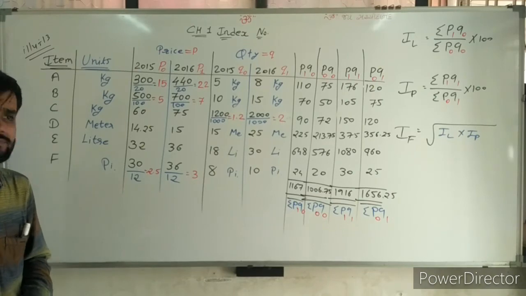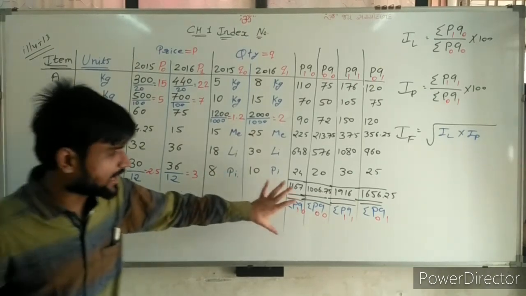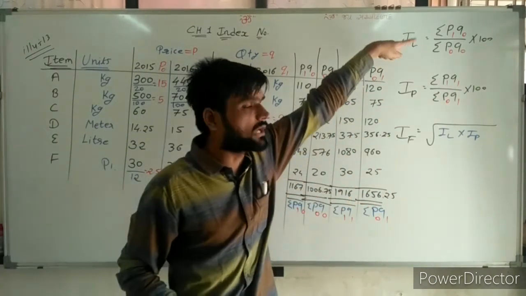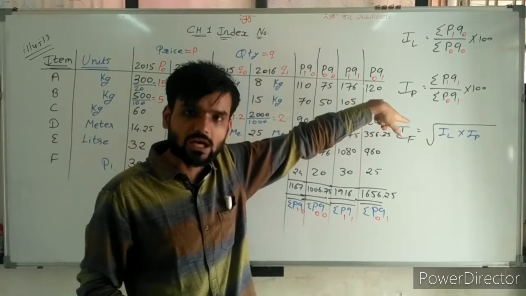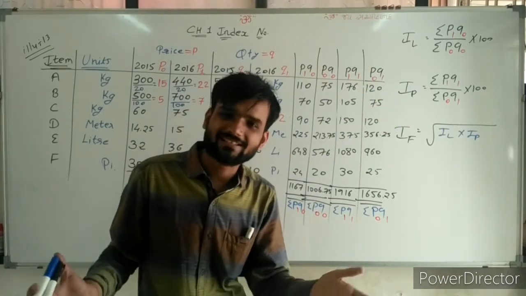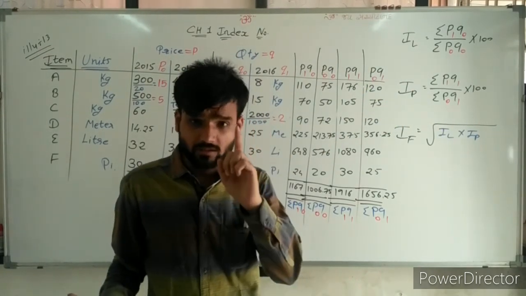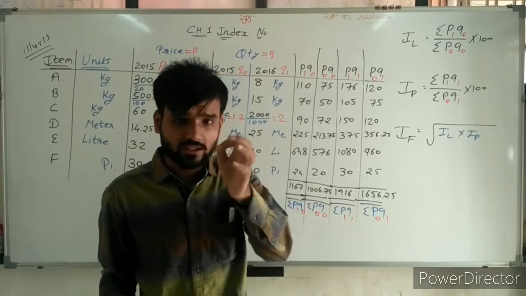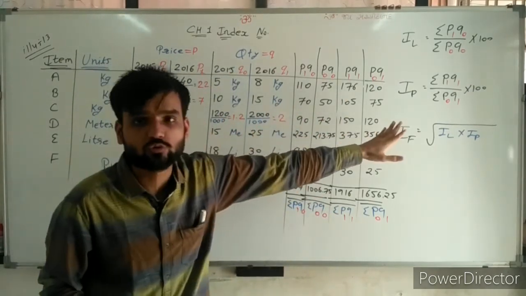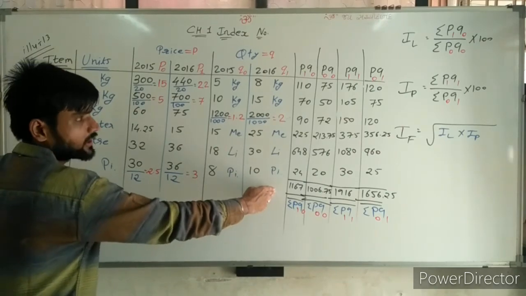Simple. So now we have these four values. These four values we can replace in the formula, finding the answer. That's it. But from the next lecture, I am not explaining this also. I am explaining only and only these things.